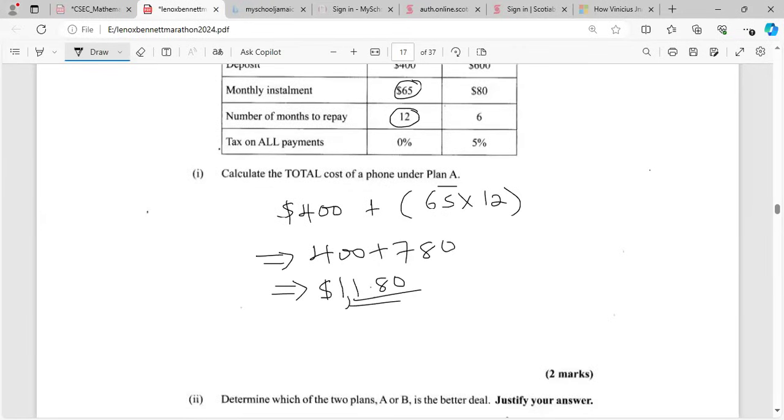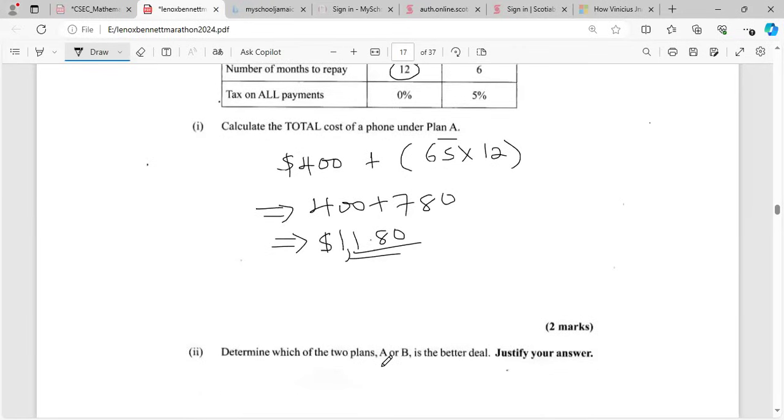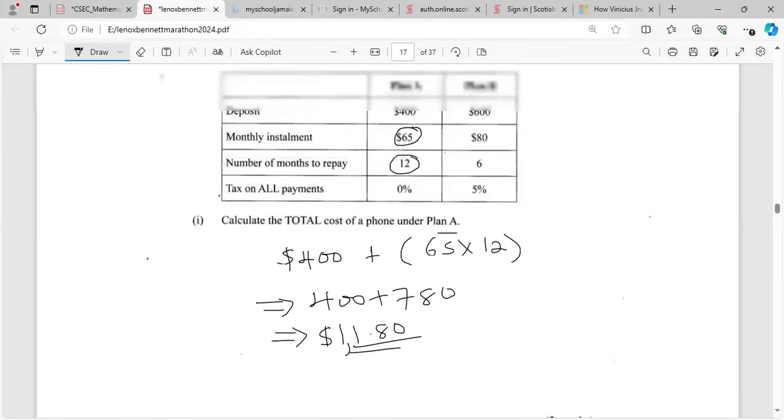Alright, it says now, determine which of the two plans, A or B, is a better deal. Justify your answer. Guys, when I say justify, we can't just say plan A is cheaper. You understand? You have to prove it, because I'm maths and I like English. Alright, I can prove it.